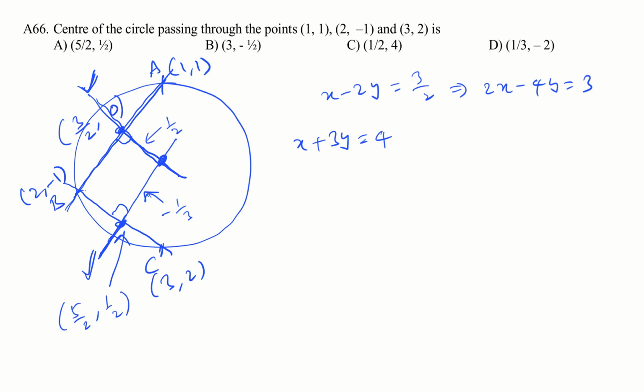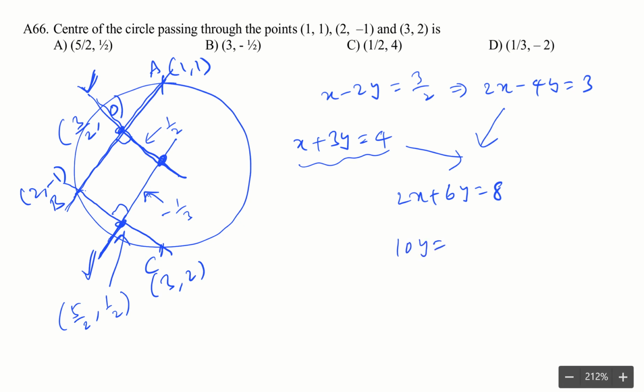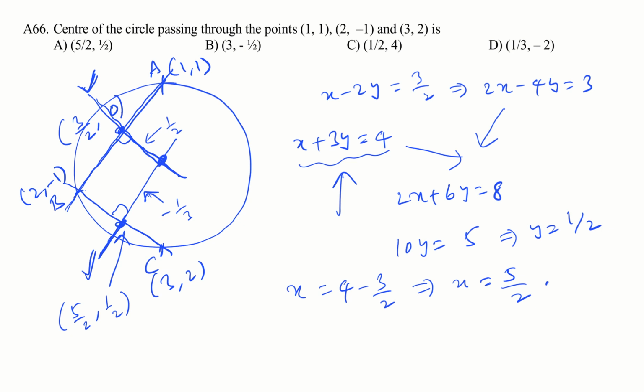Now solving these two perpendicular bisectors, I can write x + 3y = 4 as 2x + 6y = 8. Subtracting, I have 10y = 5. So I am getting y = 1/2. Now using y = 1/2 in this equation, I have x = 4 - 3/2, or x = 5/2. Therefore that option is the answer. Let's go to the next problem.